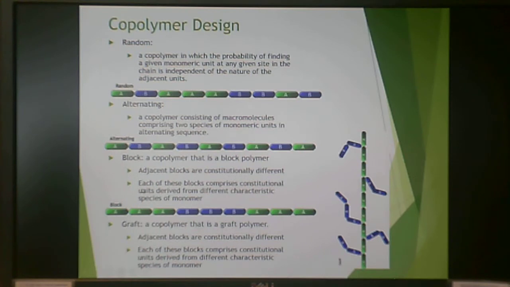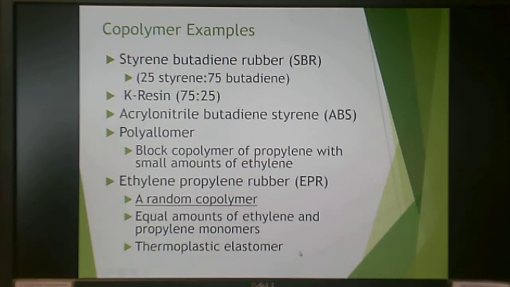In a block copolymer, you have adjacent blocks that are constitutionally different. In other words, you have a big block of A monomer, then a big block of B monomer, and then perhaps another big block of A monomer. And these can behave as a polymer blend rather than a copolymer. This is a graft copolymer, and the adjacent blocks are different, so in other words, B versus A. Basically you have a backbone of A, with B blocks grafted onto it at branch points. So that's another type of copolymer structure.